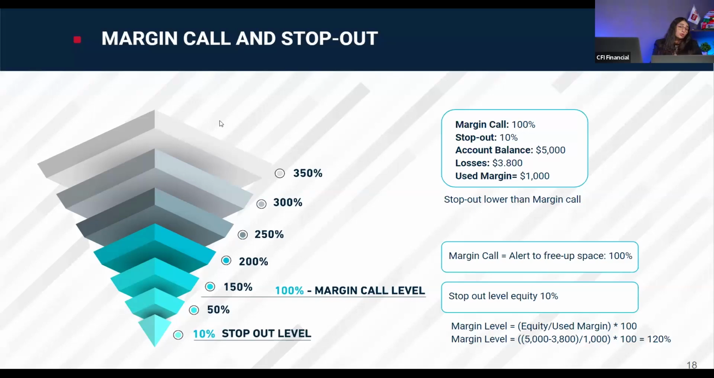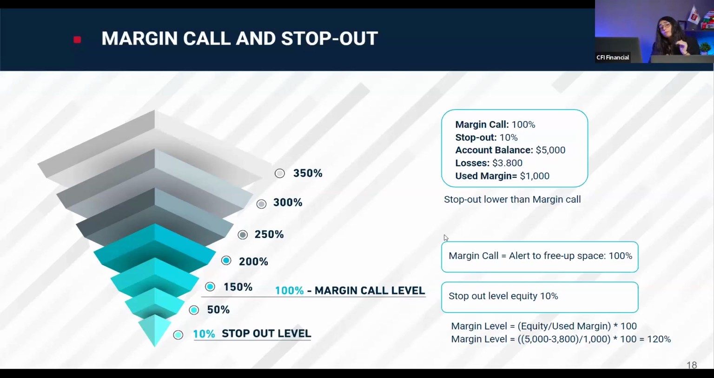However, if you take it to trading, our margin level has reached 100%. Our account is telling us that we need to add more money, deposit more funds, to take our margin level a bit higher, or it's telling us to close the position that's making us lose a lot and causing our margin level to reach 100%. Once it reaches 100%, it's called a margin call.